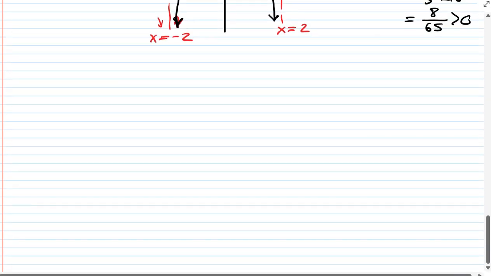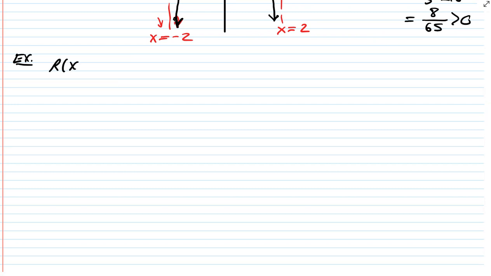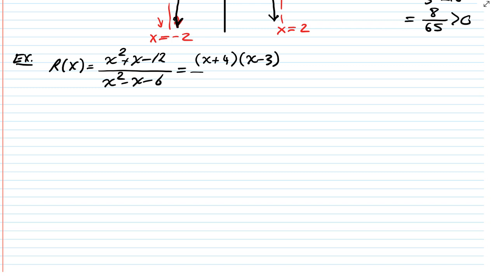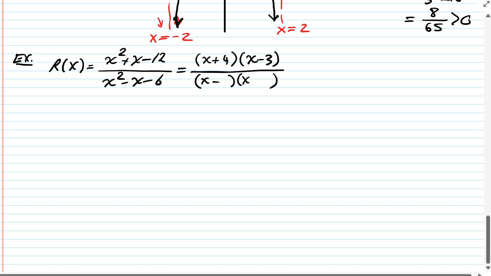Okay, and let's take a look at the last one. We'll finish it with this example. Suppose my function now, r of x, is x squared plus x minus 12 divided by x squared minus x minus 6. So we always factor these rational functions. We factor the polynomial on top and the polynomial on the bottom. So the factored form of the numerator, that's going to be the top. In the denominator, we're going to go x, two numbers multiplied to -6. Let's go -3 and 2. The sum would be -1.